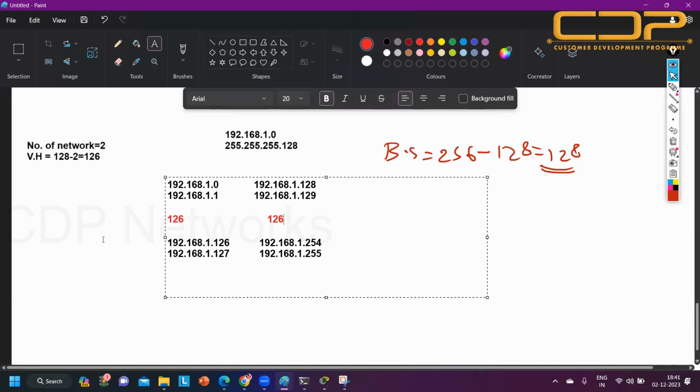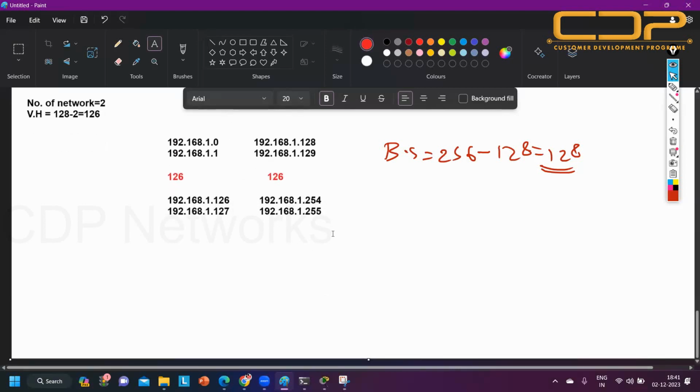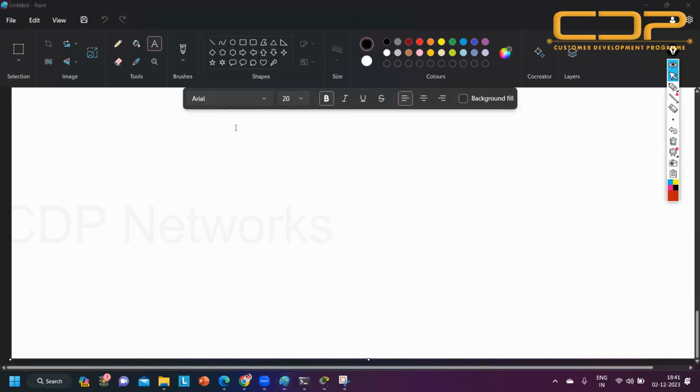So what can I do to reduce more? I can do one thing: I can borrow more bits. Take 192.168.1.0, and this time I am going to borrow 2 bits. By default, the subnet mask is 255.255.255.0. I am going to use 255.255.255.192, which means I have borrowed 2 bits. So again, I need to find all things like block size, number of networks, and valid hosts.